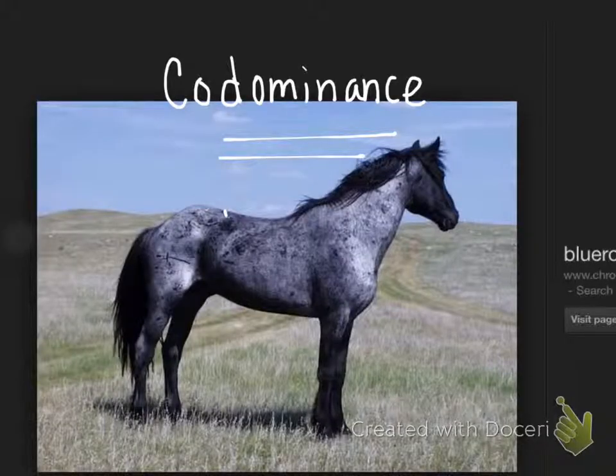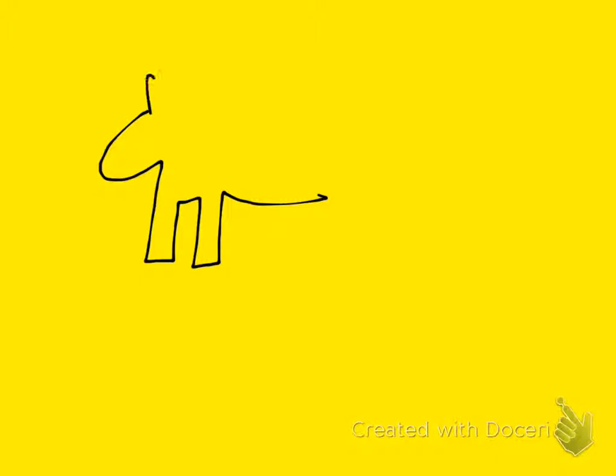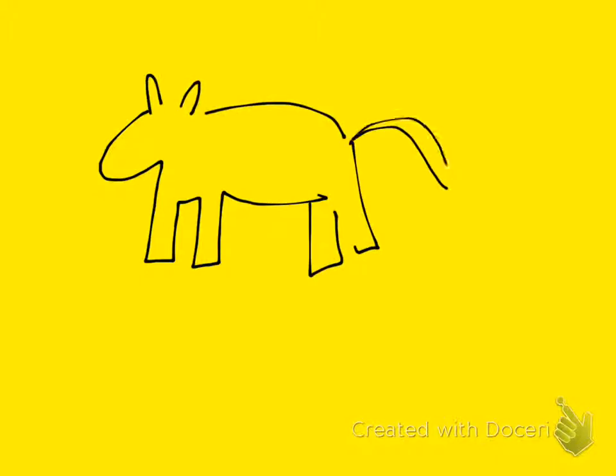That horse, if you looked closely at its coat... And of course I picked the absolute worst background for this. Here, let's... Nope, that's still a bad background. We'll do this on a yellow background. That's about the only thing that's going to work. If you looked real closely at that horse, and I'm going to draw a terrible horse here. Is that terrible? Yes, it is. It's a donkey. That's what I was thinking. But you know what? It's going to be our roan horse for the moment.